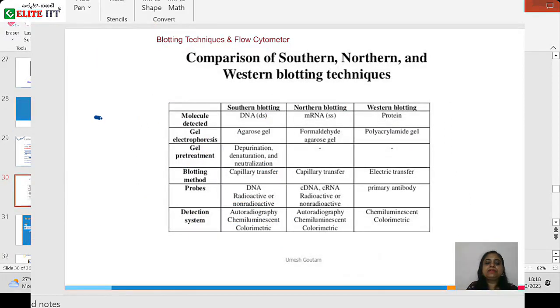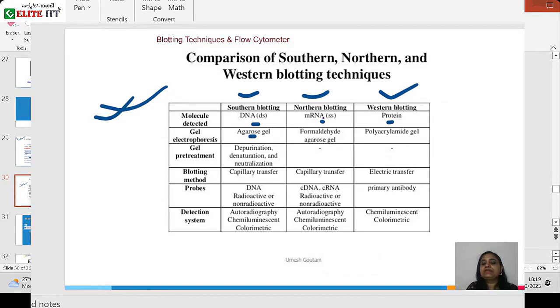So in this table, what is given? The three main methods are given here: southern blotting, northern blotting, western blotting. In southern blotting, we are detecting DNA. In northern blotting, mRNA. In western blotting, we are detecting protein. For gel electrophoresis, the gel utilized in southern blotting is agarose.